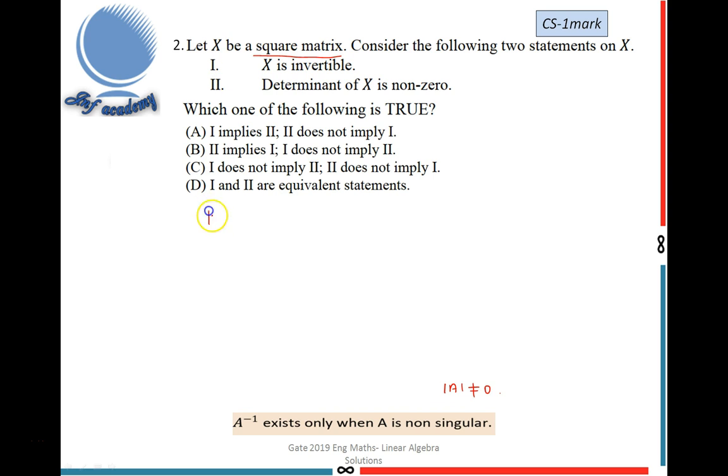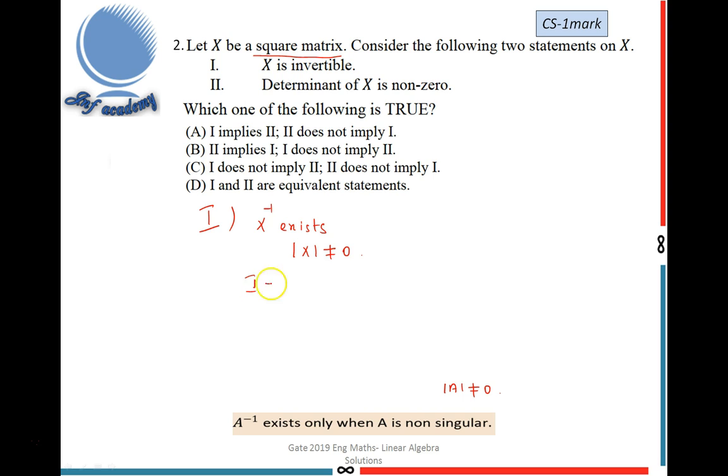First statement is X is invertible. If X inverse exists, then it is said to be invertible. So X is invertible means X inverse exists. This is the first statement. By using that result, X inverse exists only when X is non-singular. That means determinant of X is not equal to 0. This is the second statement.